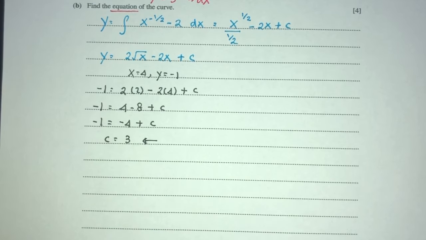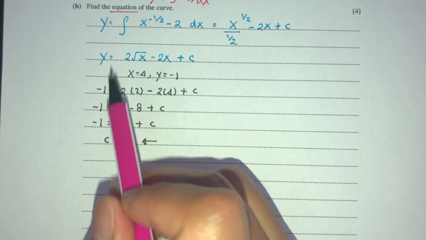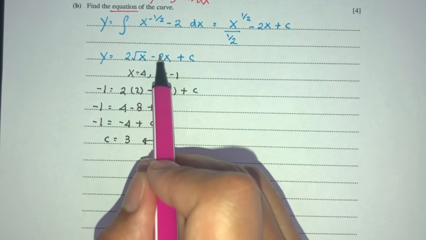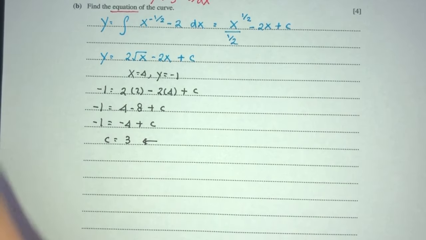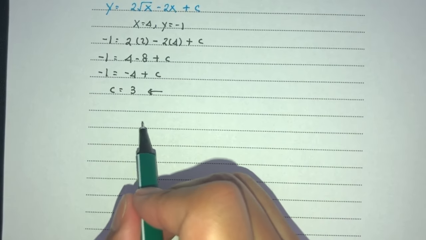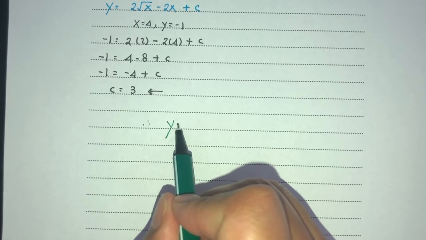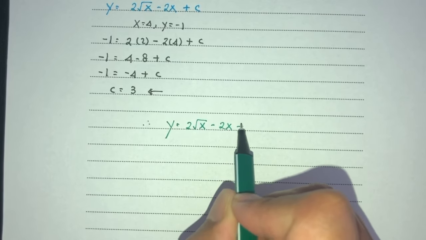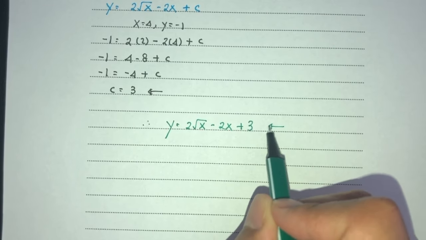Right, let's double check one more time. This is my equation here. Replace back in here, you'll have 2 root of 4 is 2, 2 times 4 is 8. Fair enough. And then the rest will be just the values we have. So finally, we confirm the equation of the curve: y equals 2 root of x minus 2x plus 3. This is my equation of the curve.